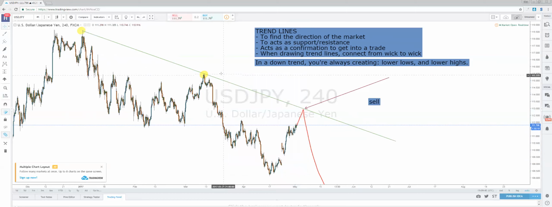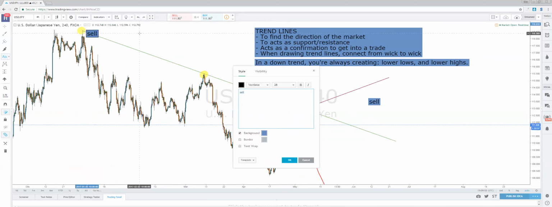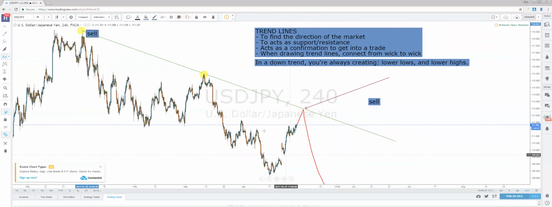That's at least 1,000 plus pips, guys. On a mini lot, that's $1,000. This is a downtrend. Like I said, this is a downtrend. It's creating lower highs.